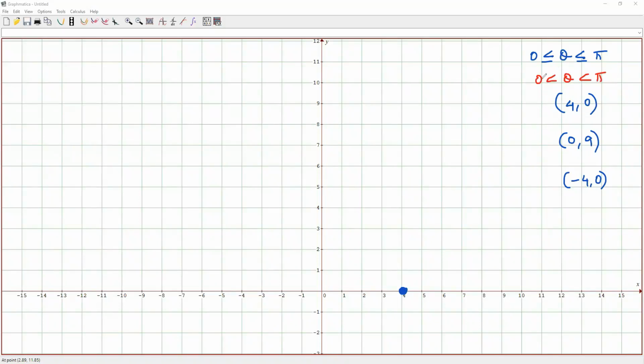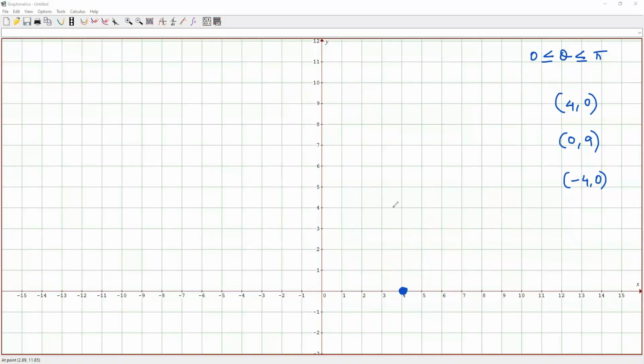Very simple. Again, we'll be doing the same thing. We'll plug in 0 for theta into the given parametric equations, and we'll get the same point 4, 0. But this time you have to take an empty circle at 4, 0 because this time theta cannot take the value 0, since theta has to be greater than 0. So if you have less than or equal to, the point corresponding to this value must have a filled circle. If it is just less than, then the point must have an empty circle.